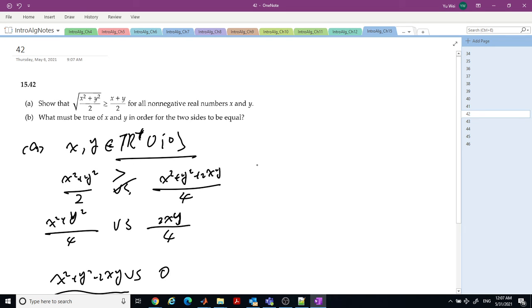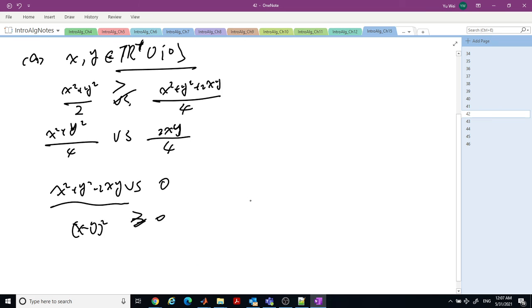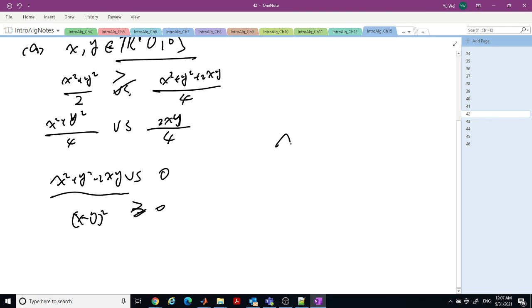Okay, so what must be true of x or y in order for the two sides to be equal, right? If you can see, if it equals 0, x must equal y. That's part B. Okay, next.